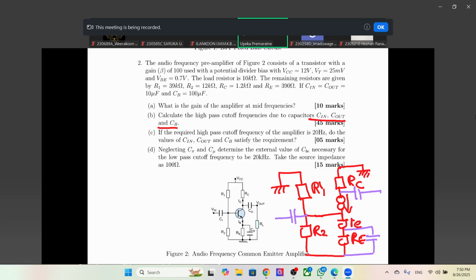So here, in this particular example, ZS is not given. Anyway, when you connect it to the source, you can assume that it is negligibly small. This is not given.